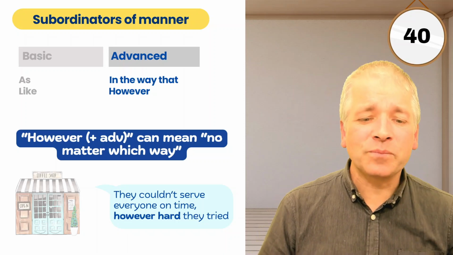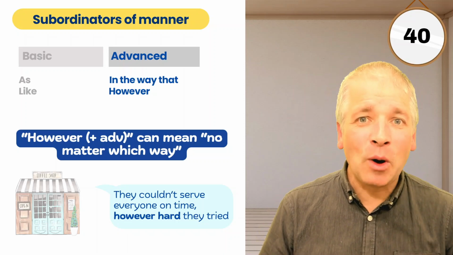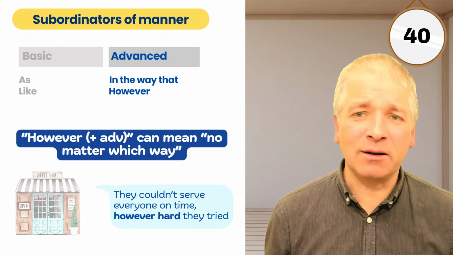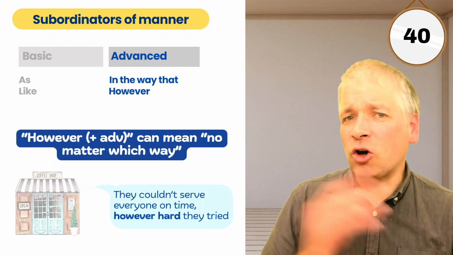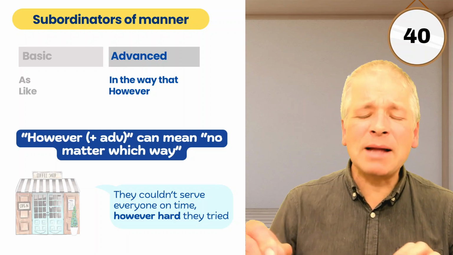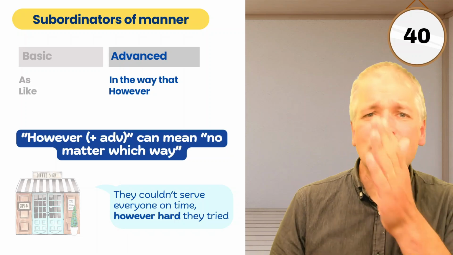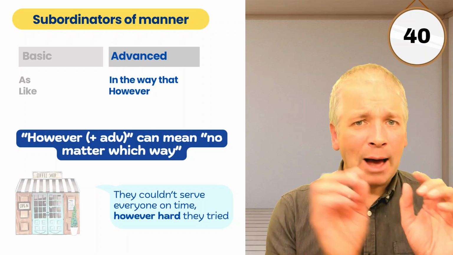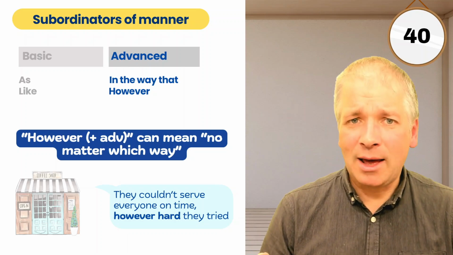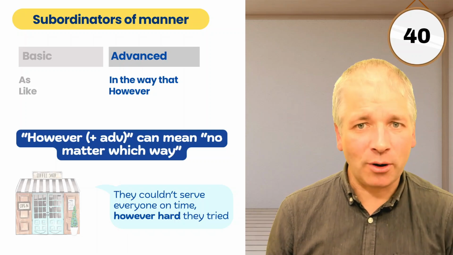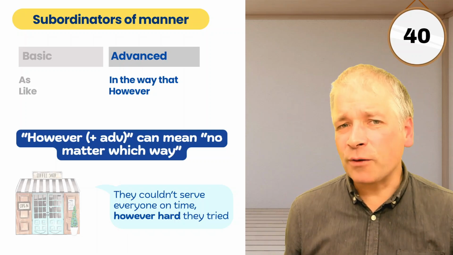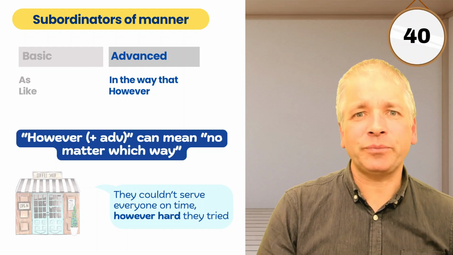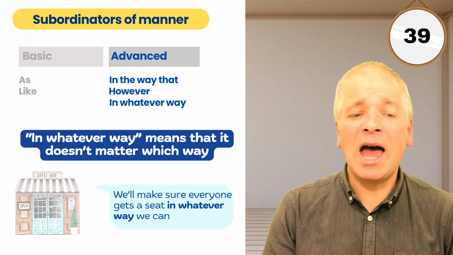Look at the example. They couldn't serve everyone on time, however hard they tried. So here, however, doesn't mean a contrast. Here, however, means no matter which way. They tried this way, they tried that way, they tried another way. None of them worked. However hard they tried. However can optionally be followed by an adverb. It could have been however they tried, but you can often say however hard they tried, however much they tried, or another similar adverb. We could also say in whatever way.